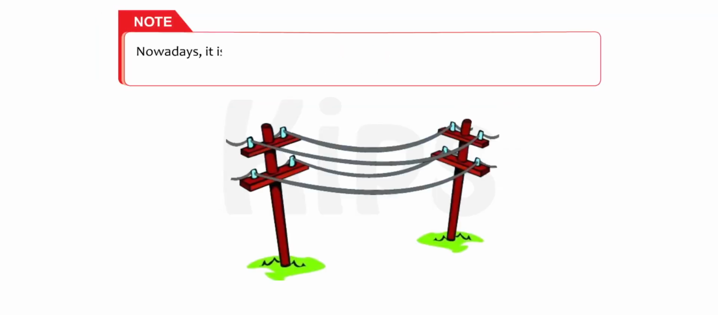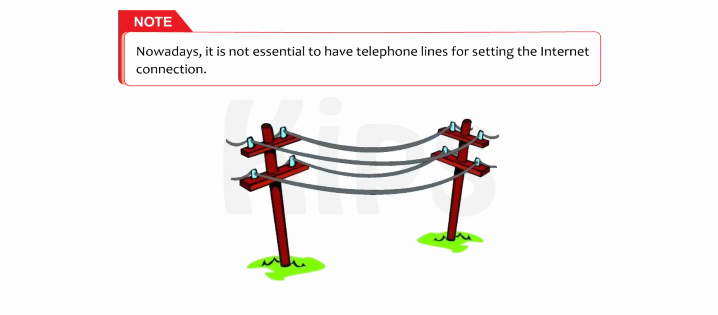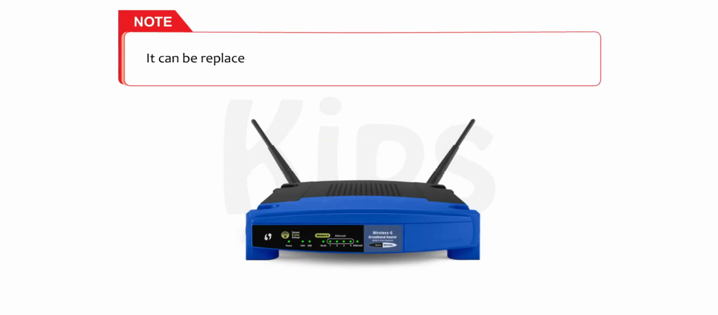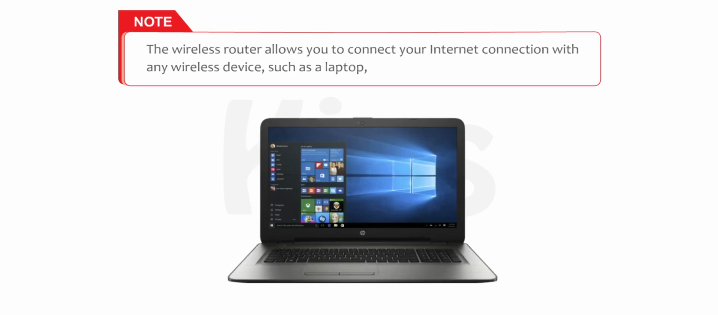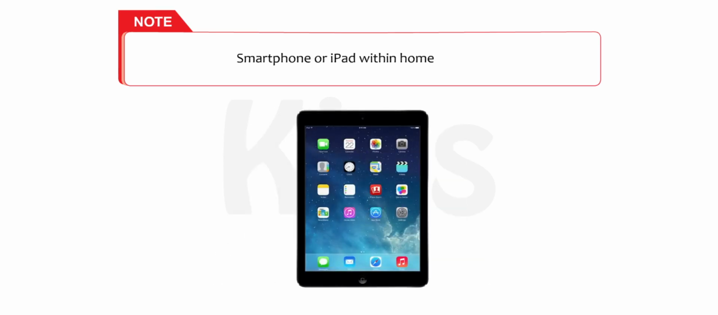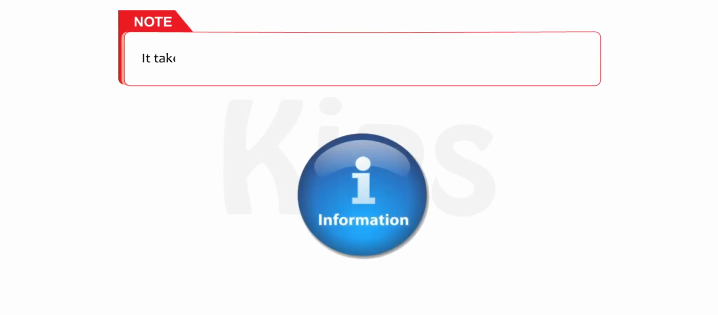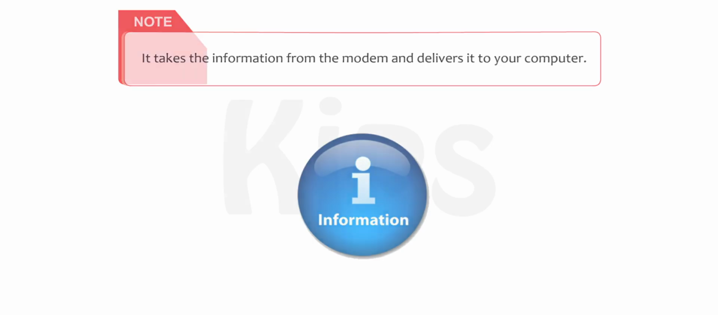Students, note that nowadays it is not essential to have telephone lines for setting the Internet connection. It can be replaced by a wireless router which is connected to the modem. The wireless router allows you to connect your internet connection with any wireless device such as a laptop, smartphone or iPad within home network. It takes the information from the modem and delivers it to your computer.